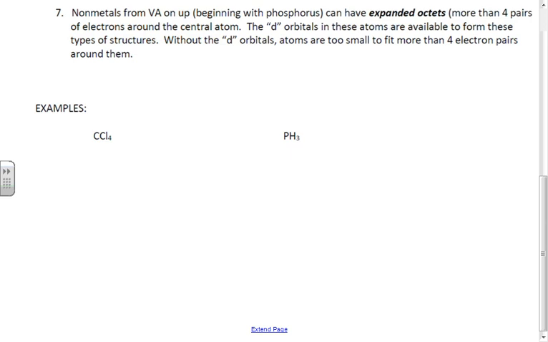So we look up carbon. Carbon's in group 4A, so that means it's going to have 4 valence electrons. And then we look up chlorine. Chlorine has 7 valence electrons, and we're going to have 4 of those things.